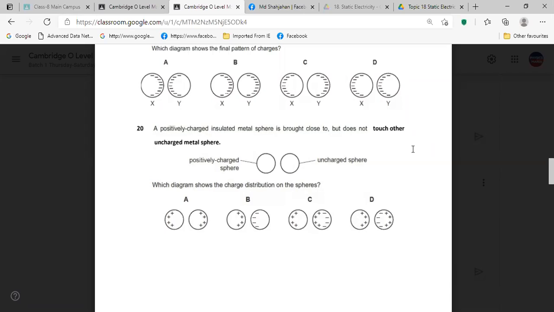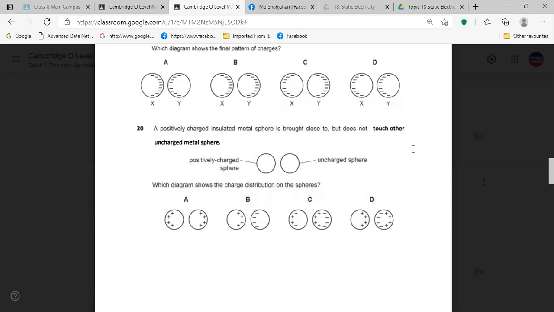Monica? The positive electrons are far from each other to repel. Here in C that is shown wrongly, right? The negative should be on the left side, and positive should be on the right side. And in the other sphere, positive should be closer to it. That's why it is wrong.